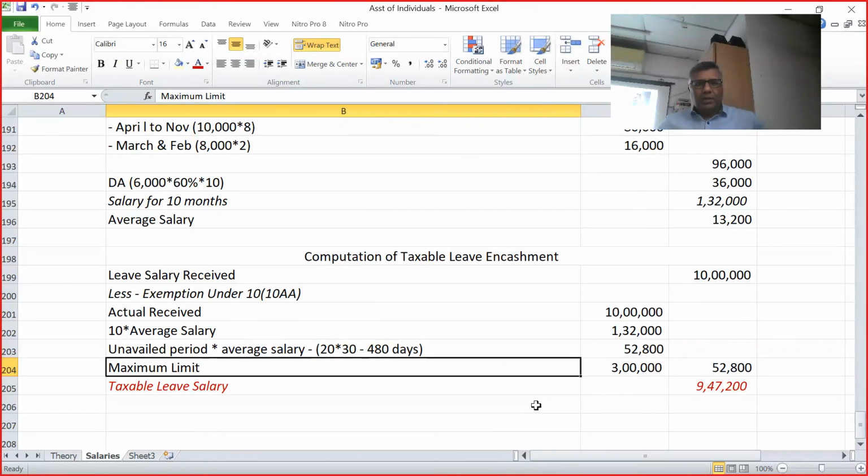Okay. We'll continue tomorrow morning. We'll complete salaries. Tomorrow are three important provisions of recent times. One is ESOP. Another is contribution of employer, interest accumulation. Those three are very important to understand. We'll complete salary, house property, clubbing and set off tomorrow.